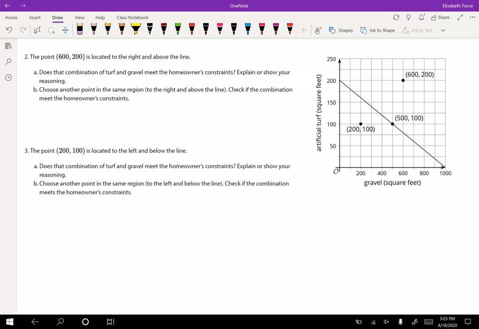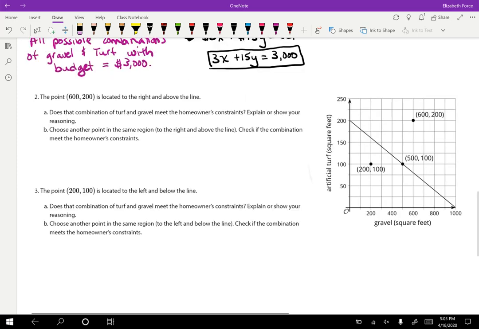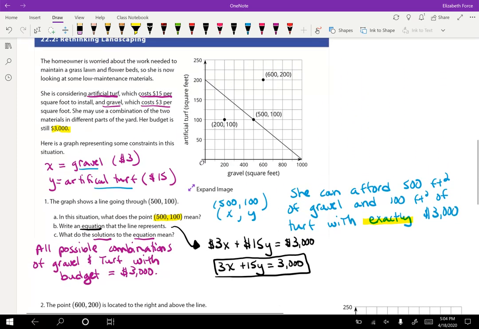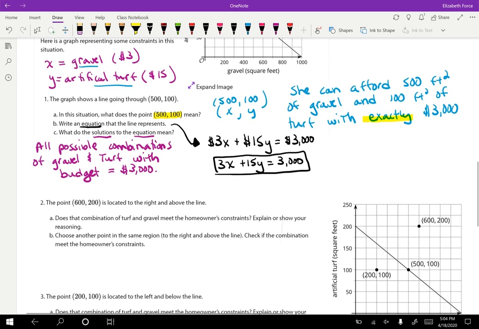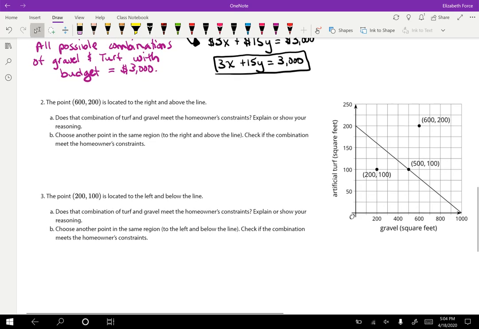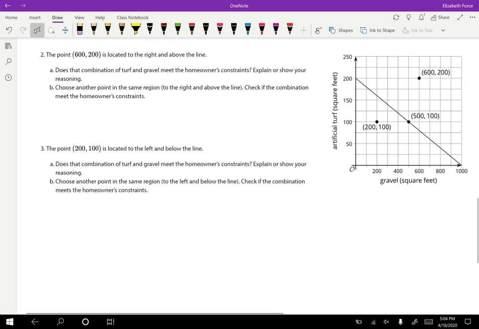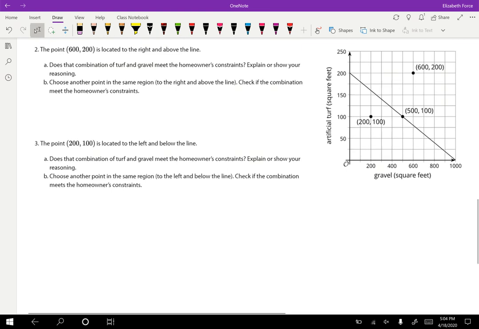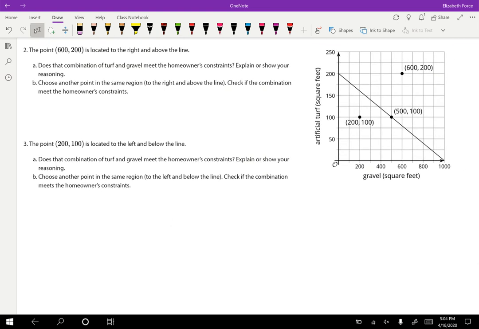Okay, everybody, in 22.2, we've already looked at number one. Just refresh our memory up here at number one. And now I'm going to look at number two and three together. So here's our equation. Number two is saying the point 600 comma 200 is located to the right and above the line. So this point is located to the right and above the line.